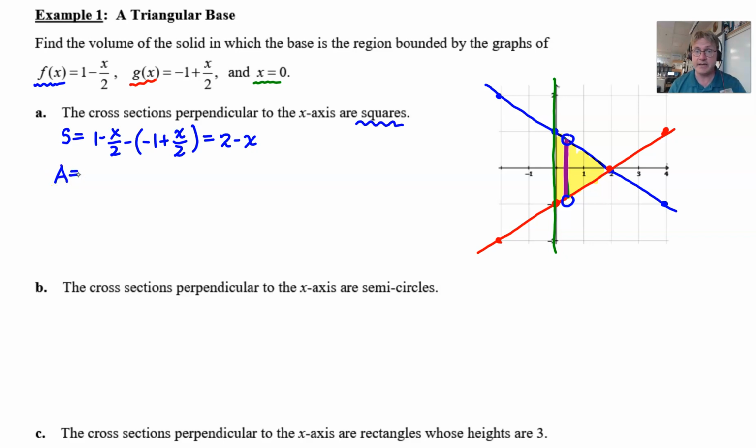What is the area of a square? Well, that's easy, side times side. Okay, what does that mean in the context of our problem? 2 minus x quantity squared.